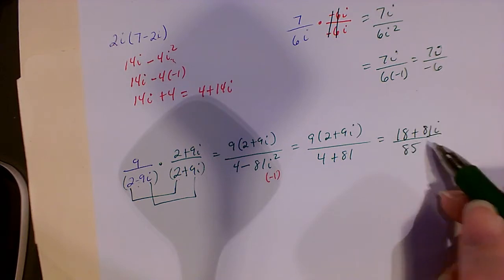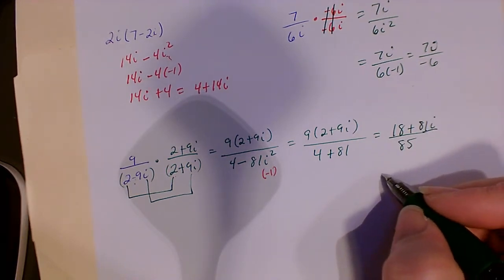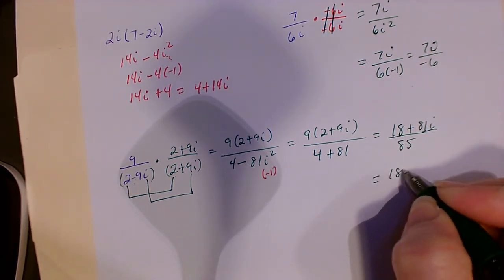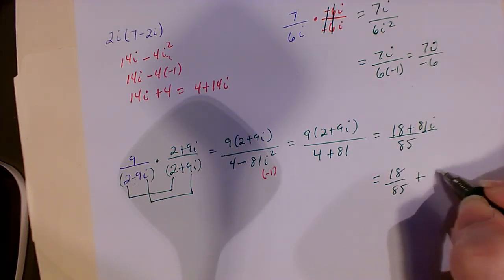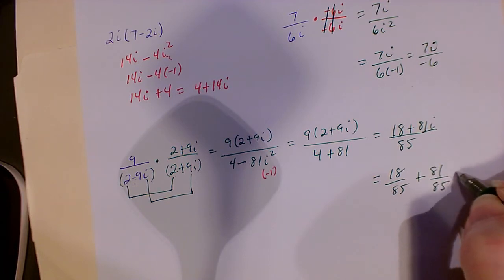Now, on the test, I'm okay with this answer, but if you're doing this in MyMathLab, they're going to want you to split the fraction. So 18 over 85 plus 81 over 85i.